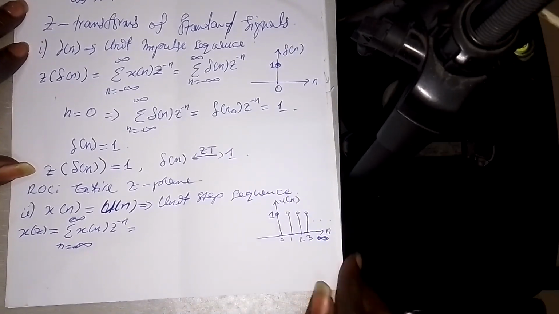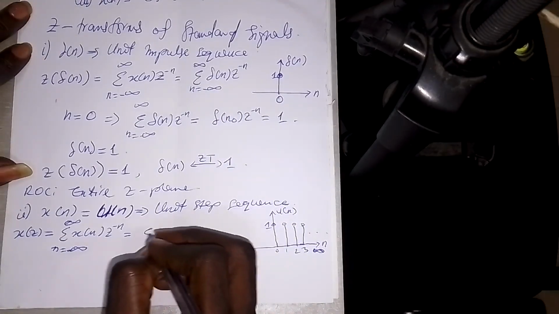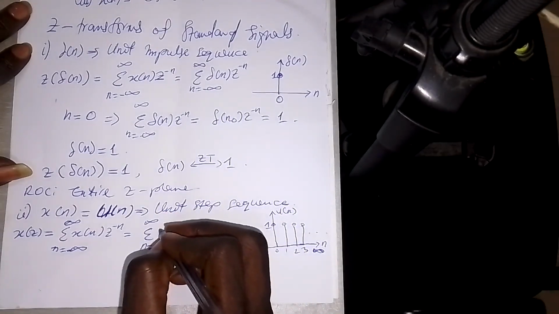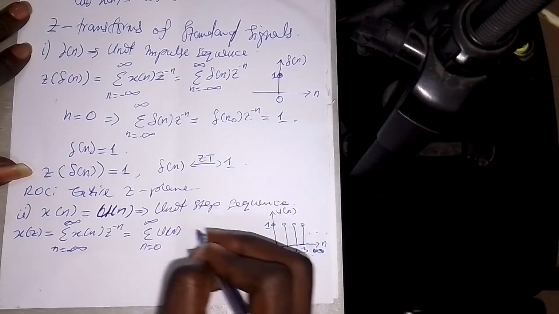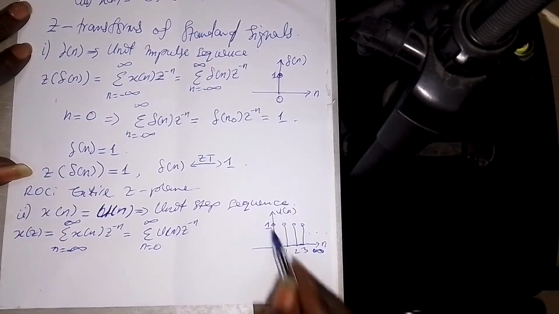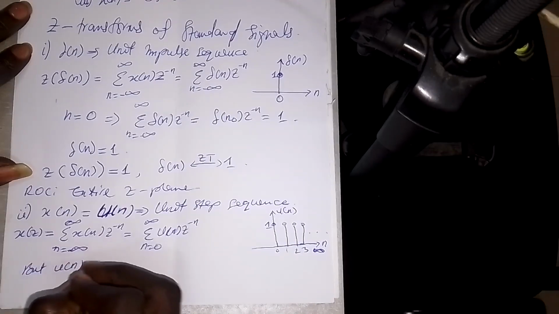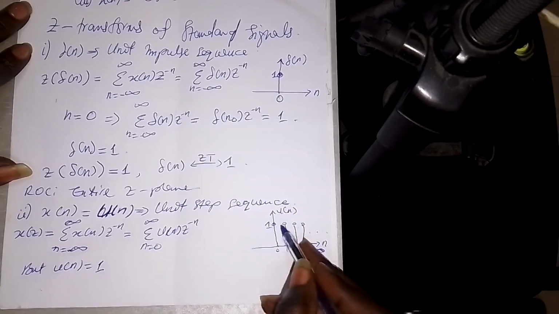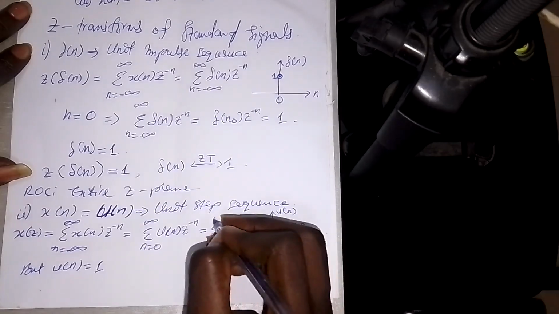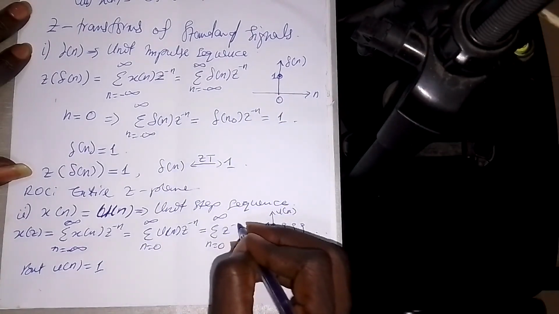Now if you put this inside, you're going to have n equals 0 to infinity of u of n into Z to the power minus n. But what is the value for u of n? u of n is equal to 1, because in this place the value is 1. So my summation now becomes n equals 0 to infinity, and I put 1 there. If I put 1 there, it will become like this.